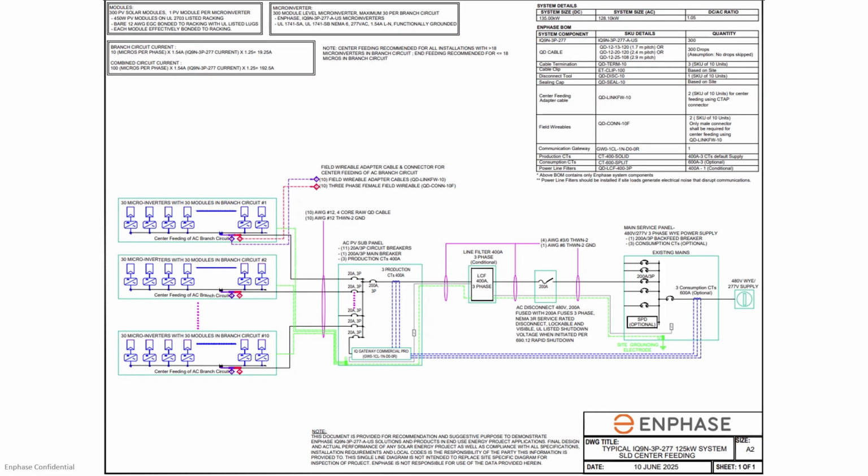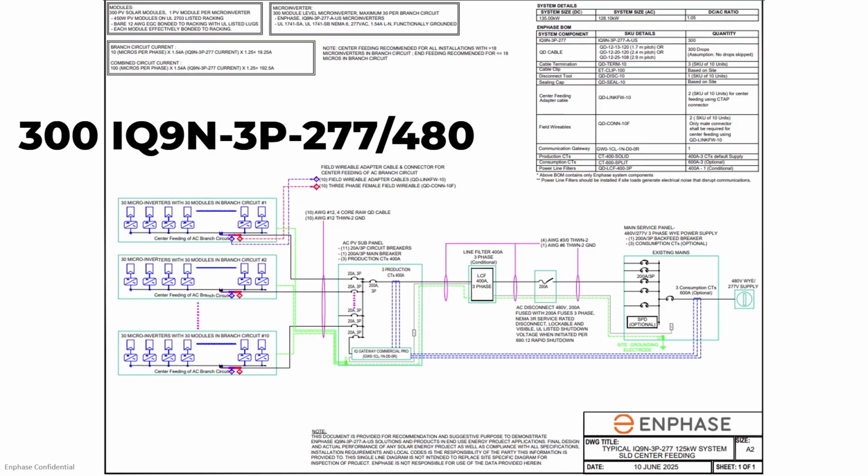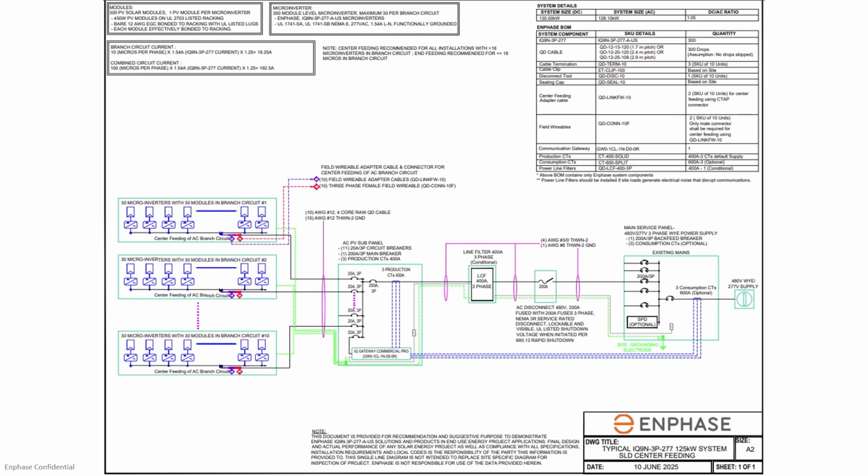Let's review an example single line diagram for a 128 kilowatt system using the IQ9N 480 volt microinverters. This example is using 300 IQ9N 480 volt microinverters and is connected by a back-fed breaker. We will start by taking a closer look at the branch circuits on the left side of the diagram.